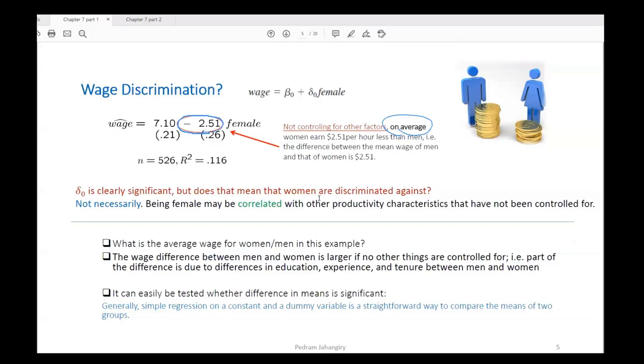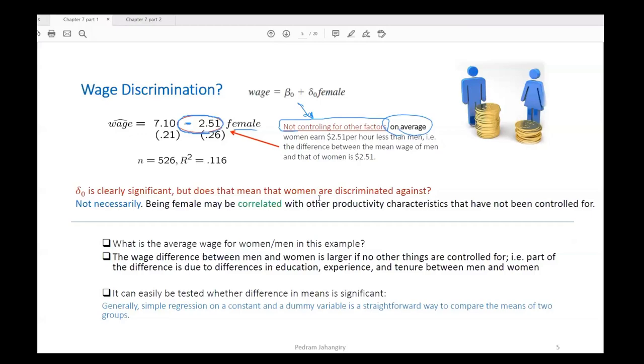On average, females are earning $2.5 less than the benchmark group. What is the benchmark group or base group? Male. So this regression suggests that females are earning $2.51 less than males on average, in terms of hourly wages. And here, you're not controlling for anything, so I cannot say holding education and other things constant. Not controlling for any other factor, females are earning $2.5 per hour less than males on average. The difference between the mean wage of men and that of women is 2.51.